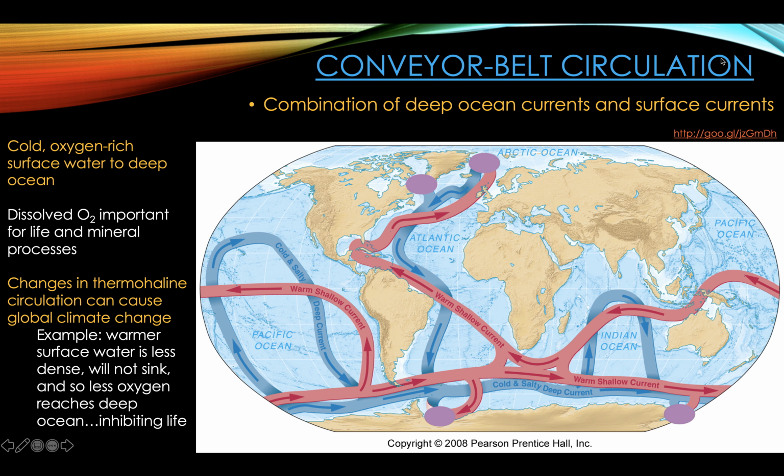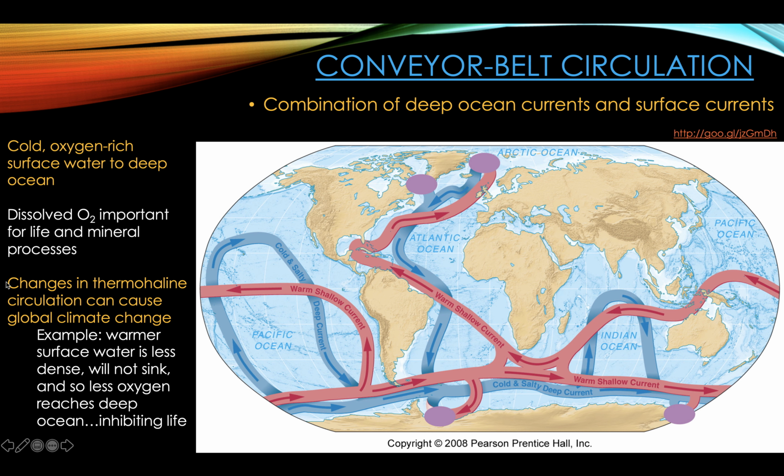So the resulting picture is this. You have something called conveyor belt circulation. So this conveyor belt is a combination of both those deep ocean currents as well as the surface currents. So the surface currents are shown here. They're in red. And the blue currents are the deep ocean currents here. So you can see cold and salty, deep current, warm, shallow current. So the warm, shallow currents are those fast-moving currents. The blue are the slow-moving currents.